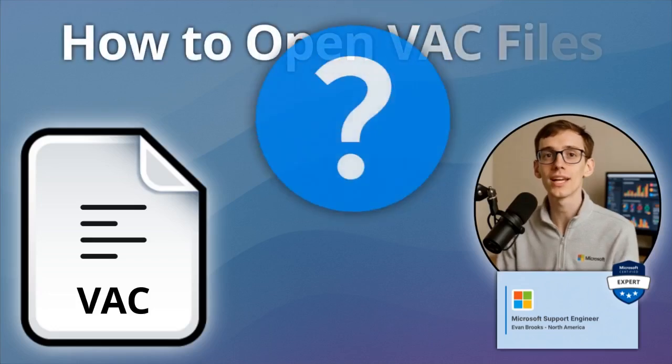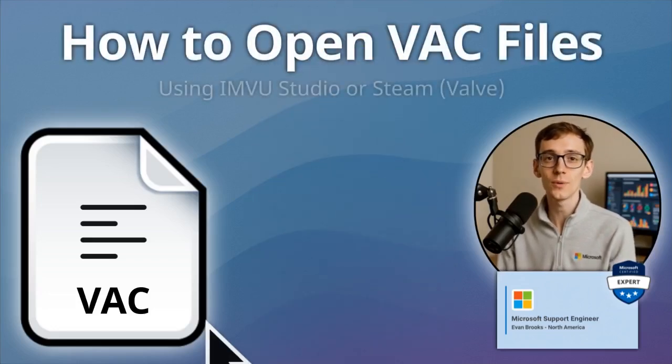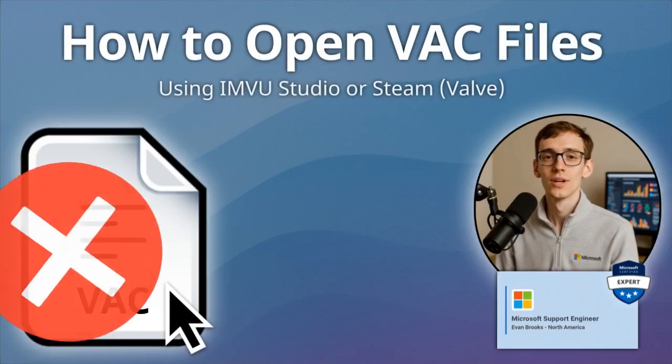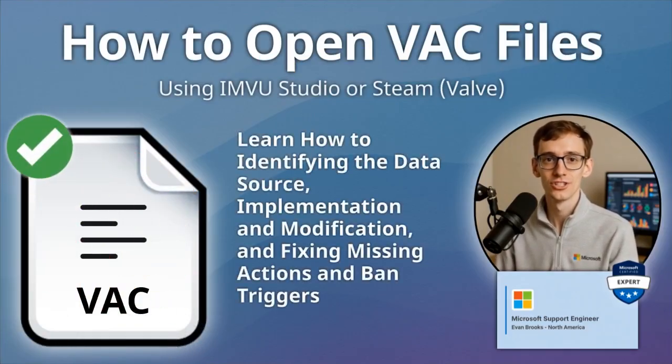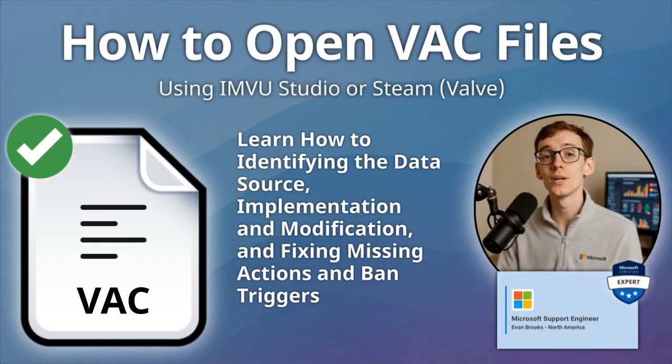You will most frequently encounter the VAC extension as a valve automated calibration file or as an IMVU avatar action file. This format functions as either a high-level configuration for anti-cheat and hardware settings in the source engine, or as a custom animation trigger for 3D social avatars.